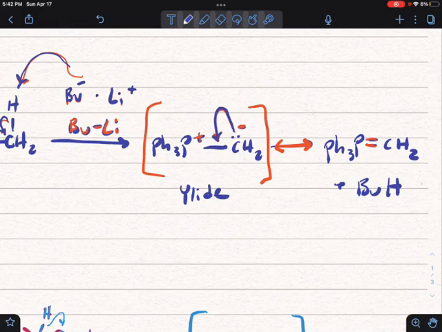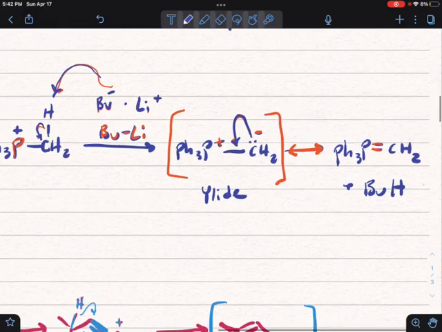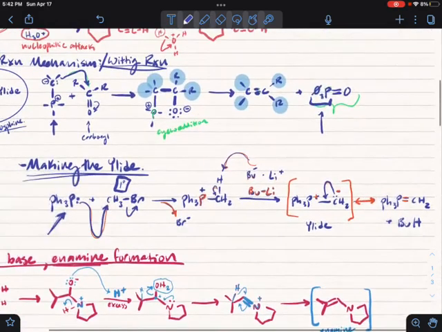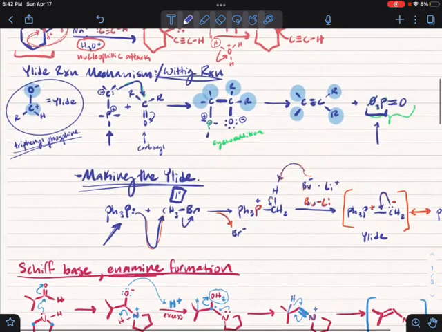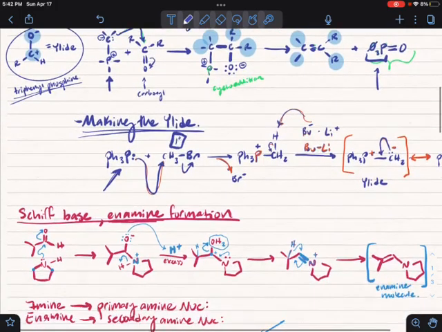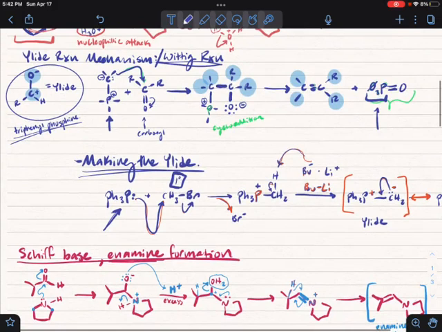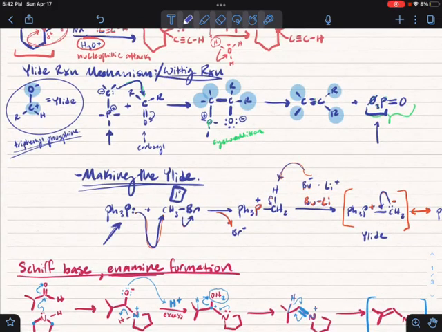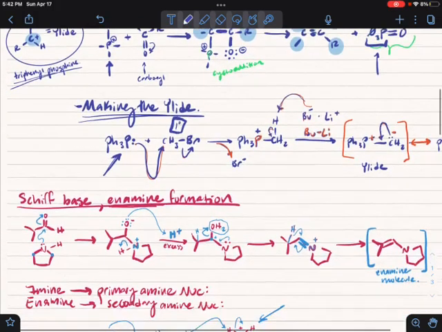And if we wanted to stabilize this more, we would move these electrons from the carbon down to form a double bond, and taking away that positive charge on our phosphorus. So there you go. That's how you make an ylide. Very useful, especially for the Wittig reactions when you're wanting to change a carbonyl group into a carbon-carbon double bond.